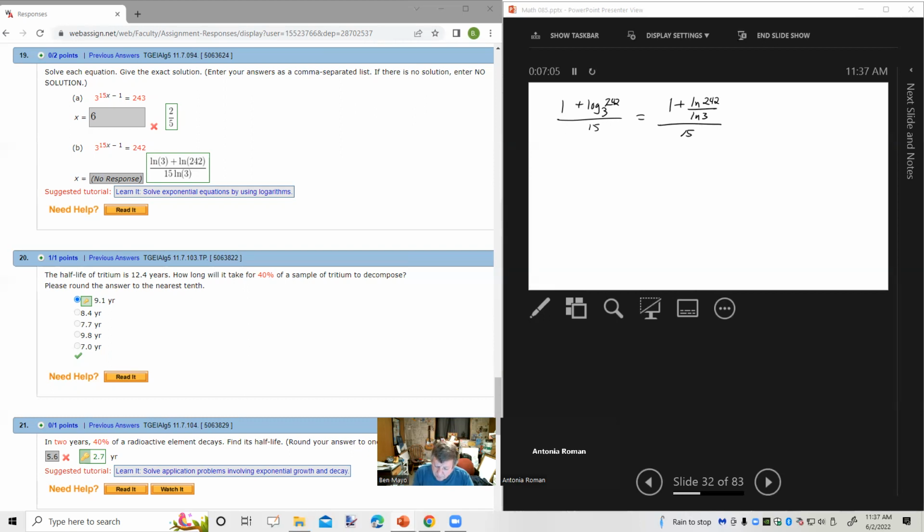Yes. The next thing I'm going to do, I'm going to take the two terms in the numerator, and I'm going to combine them into a single fraction. So I've got 1 plus natural log of 242 over natural log of 3. Common denominator would be natural log of 3. So I'm going to take the 1 and multiply it by the natural log of 3 over the natural log of 3. So I get that. You following?